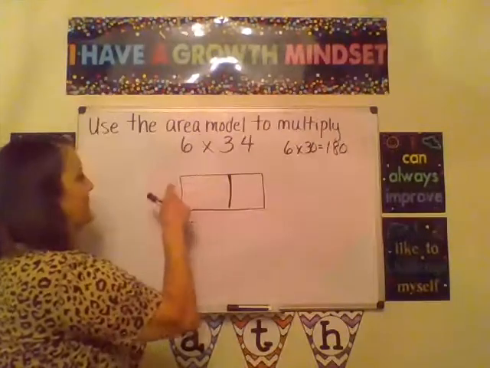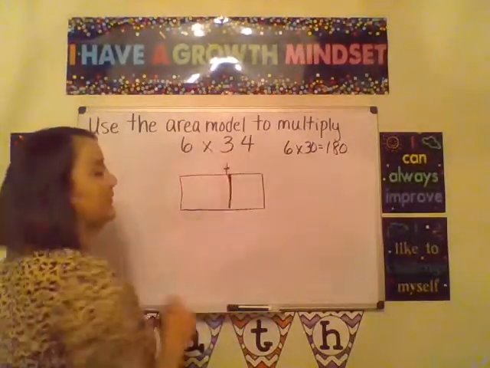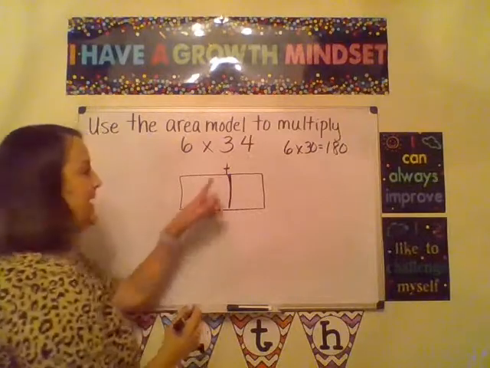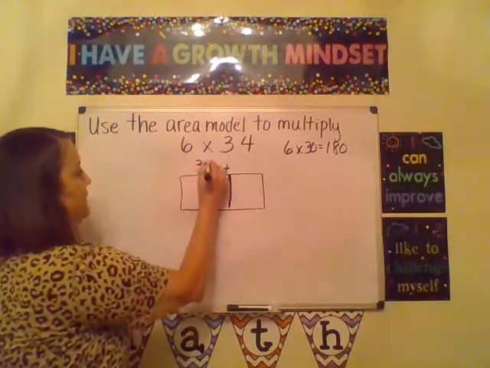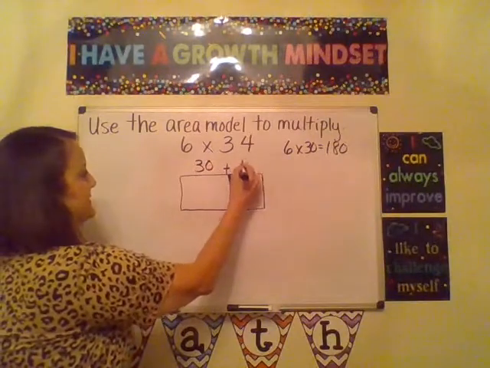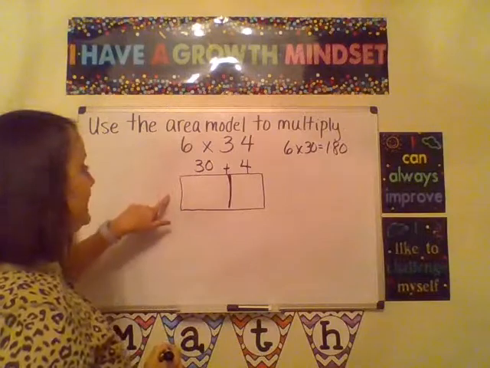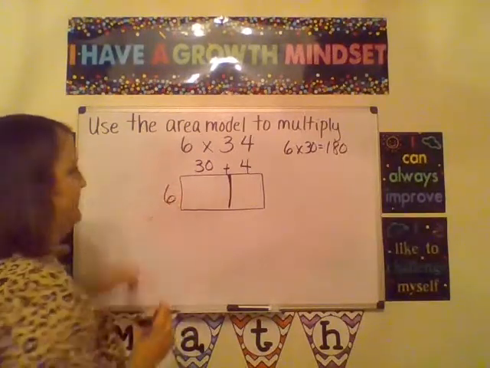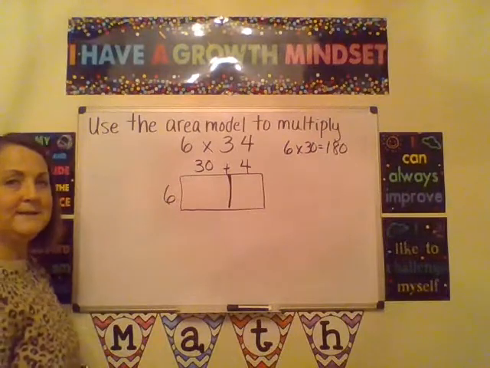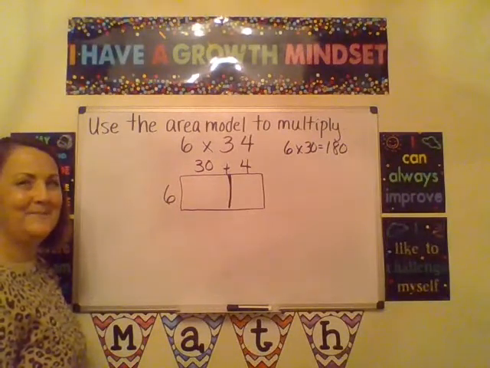All right, so now we are going to expand 34. I have a plus sign right here where that line is. We're going to expand 34 as 30 plus 4. And then this factor here goes to the left. So copy this, and now you'll see why this works so amazingly.